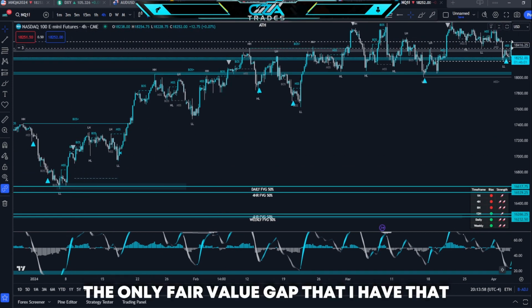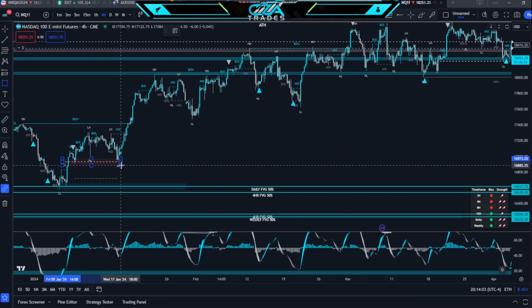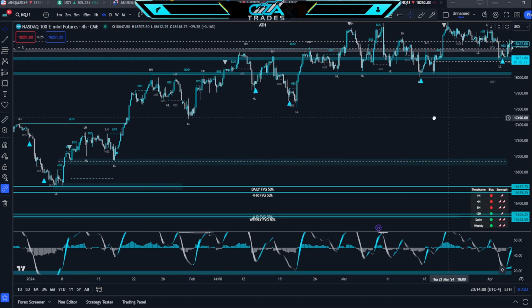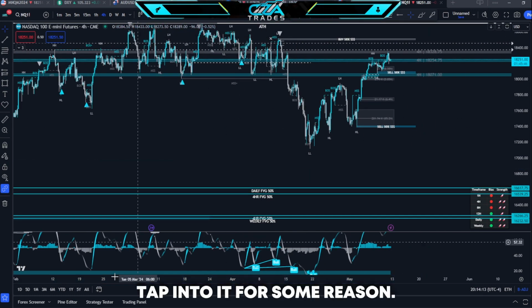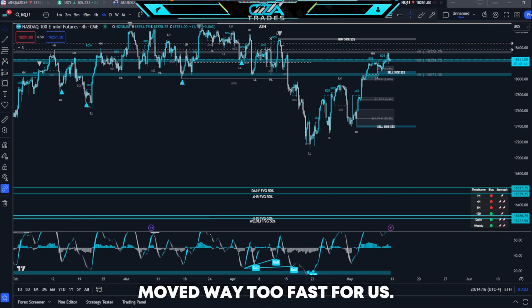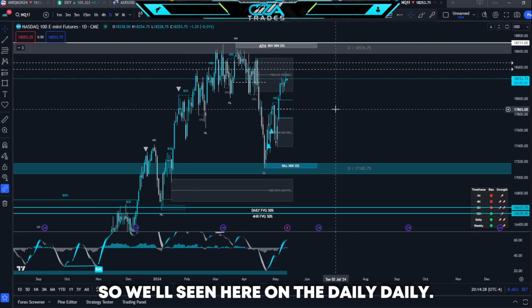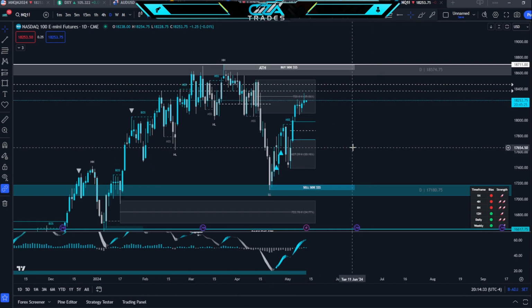The only fair value gap that we could have gotten in would have been here on the second fair value gap. We're going to color this one blue. Let's check you out. And still, no, it just didn't tap into it for some reason. Price action just moved way too fast for us. And that's fine, you know? It's perfectly fine. So we'll see in here on the daily. Daily, we tapped into this area. Now it's a support area on EZAlgo.